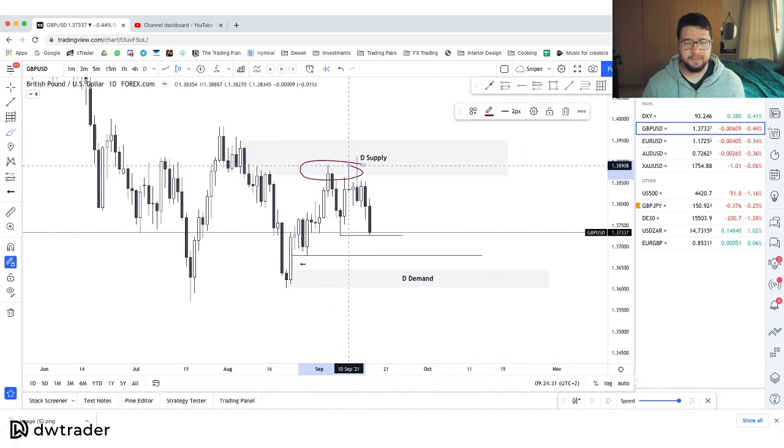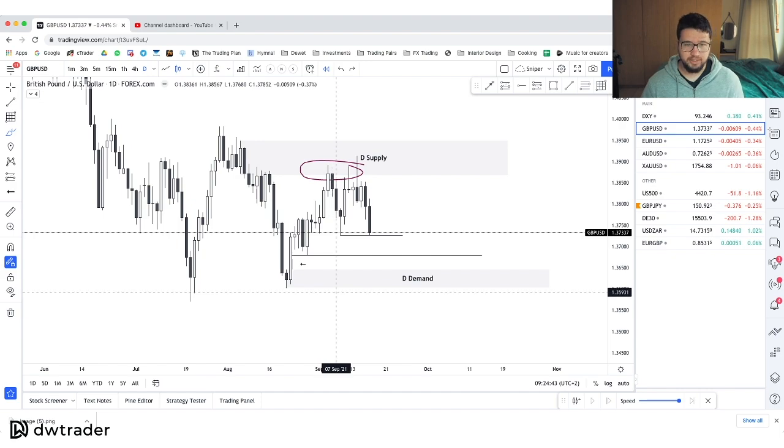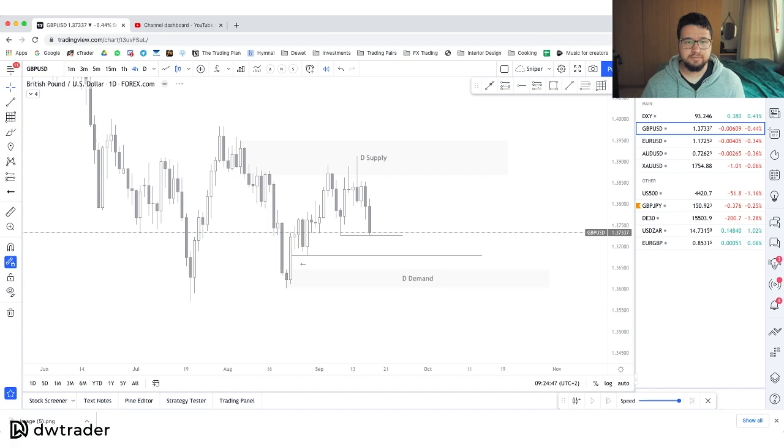of supply order block. So not exactly sure. I don't think we will go all the way back up yet. I think we have more downside potential. It's cleaner towards the downside currently. So that is the daily. So let's quickly have a look at the 4 hour.